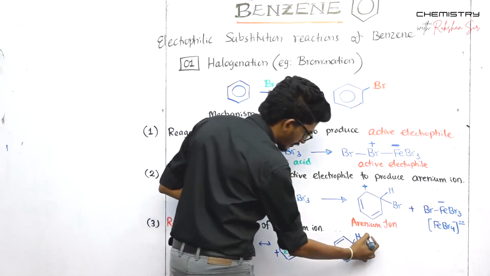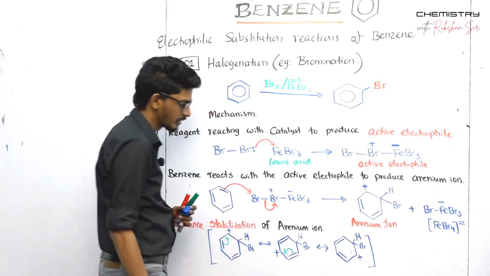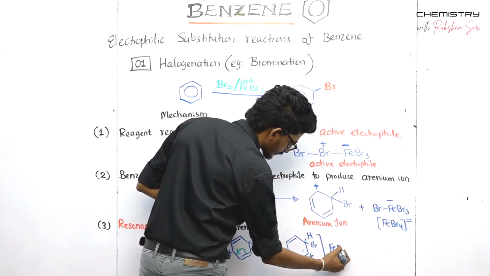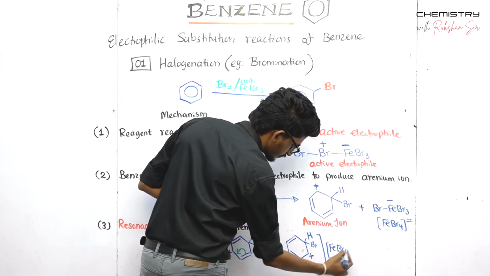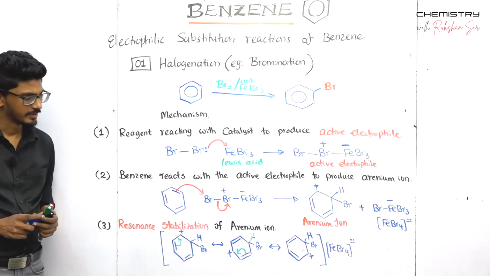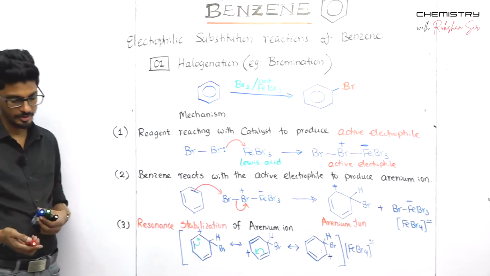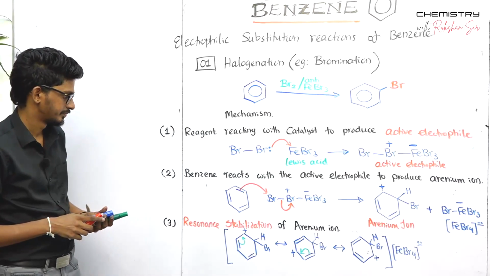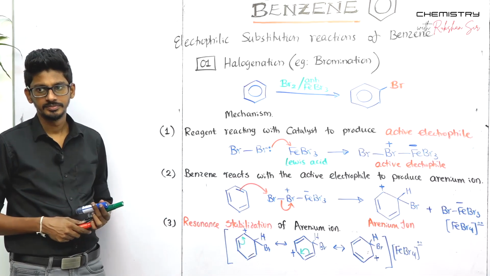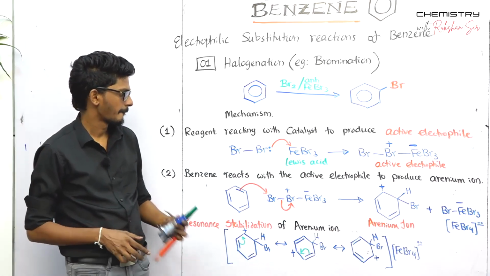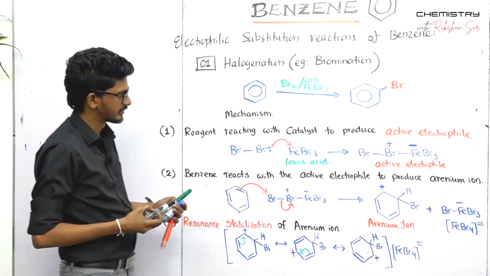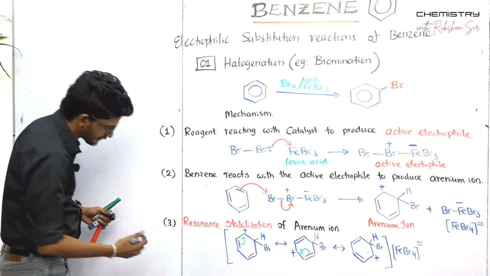This is how the arenium ion is stabilized by resonance. You can write this as well after that. This is the resonance stabilization of the arenium ion. Final step. Do I have space to copy the final step? Yes, I'll write it here.